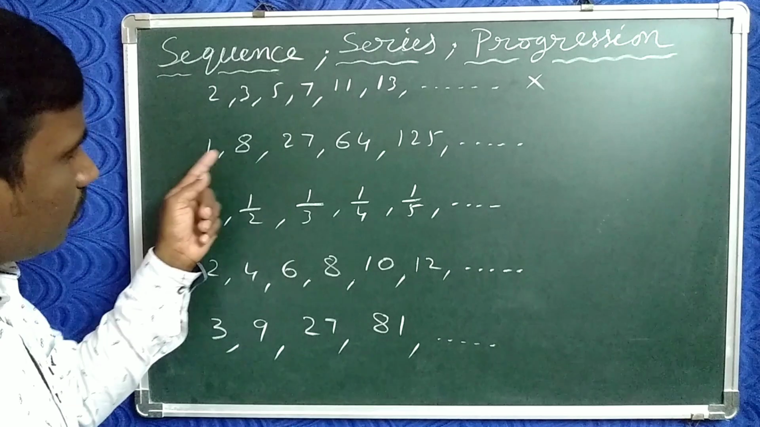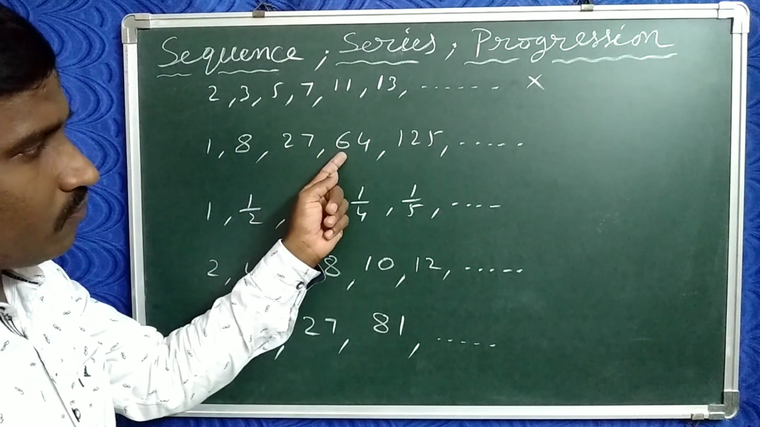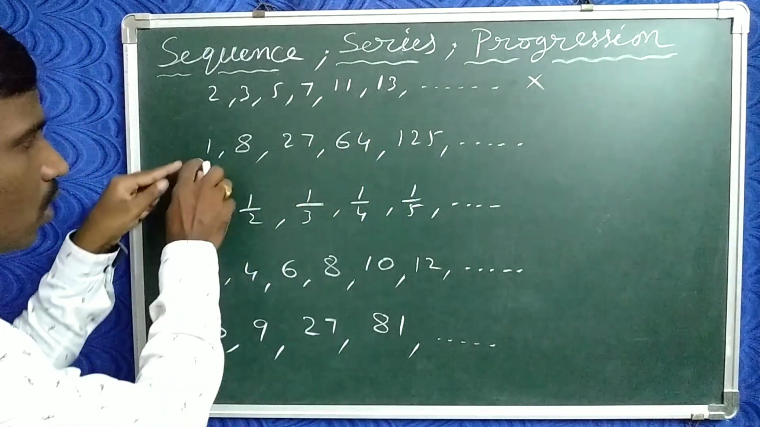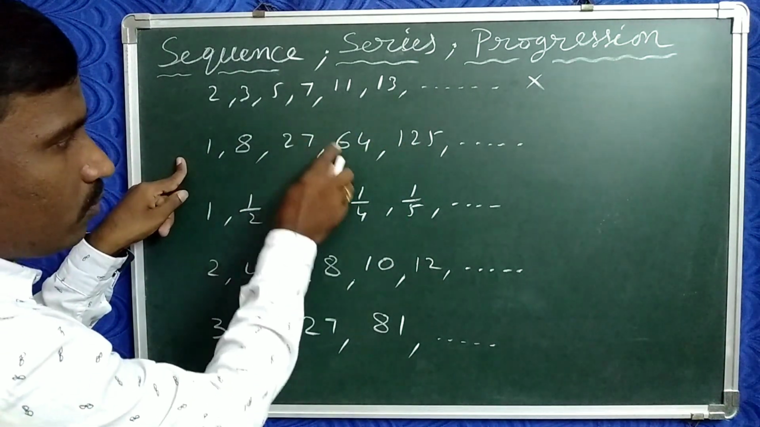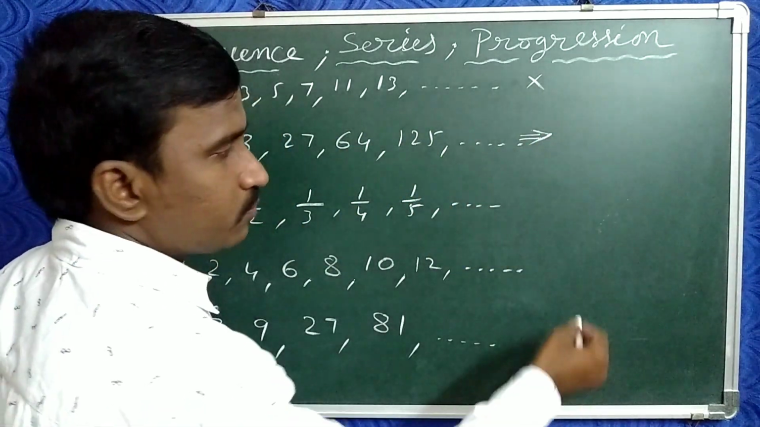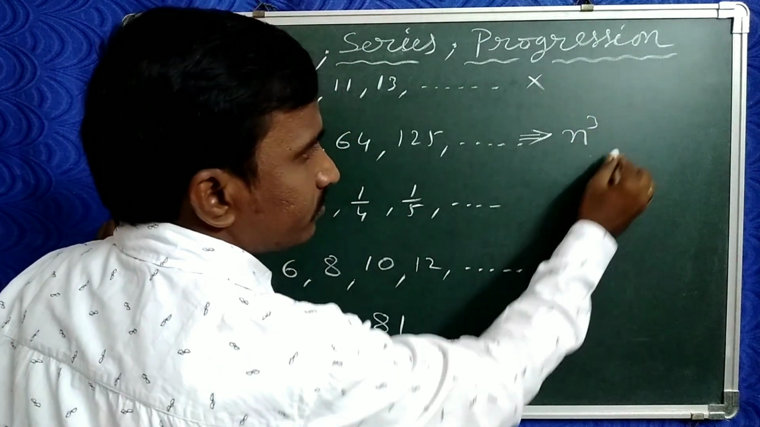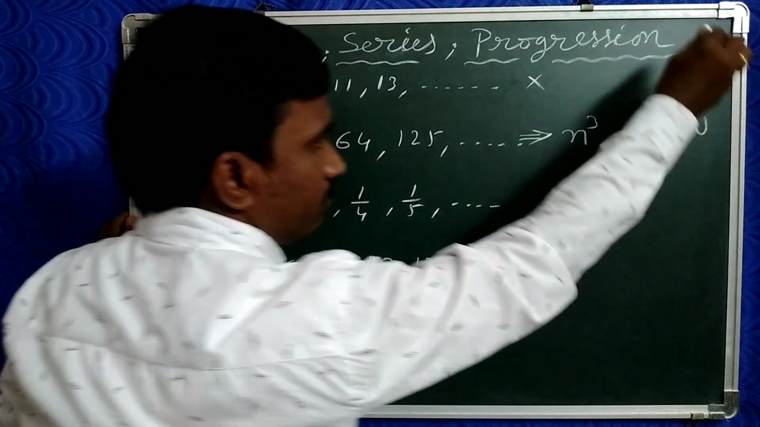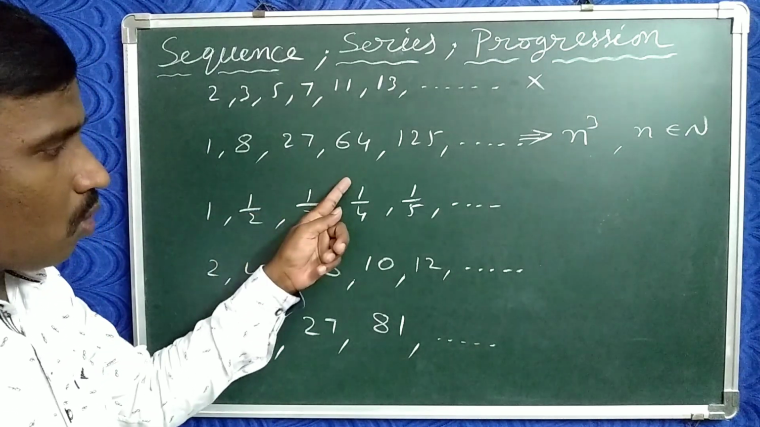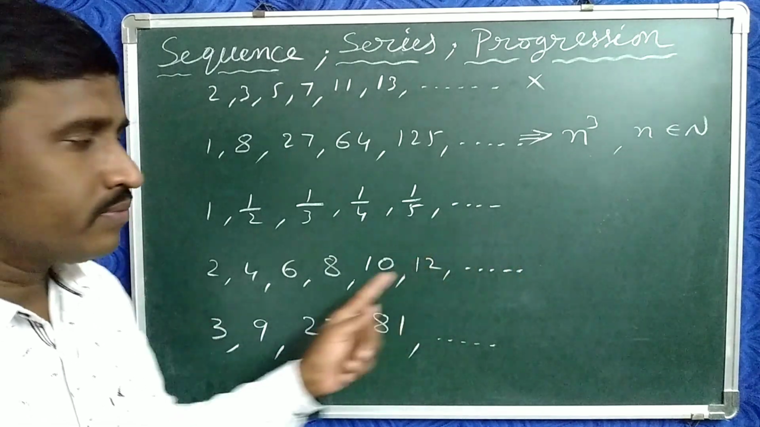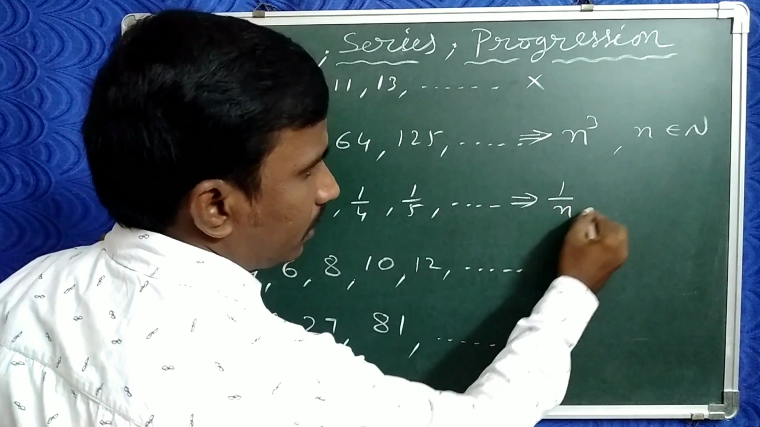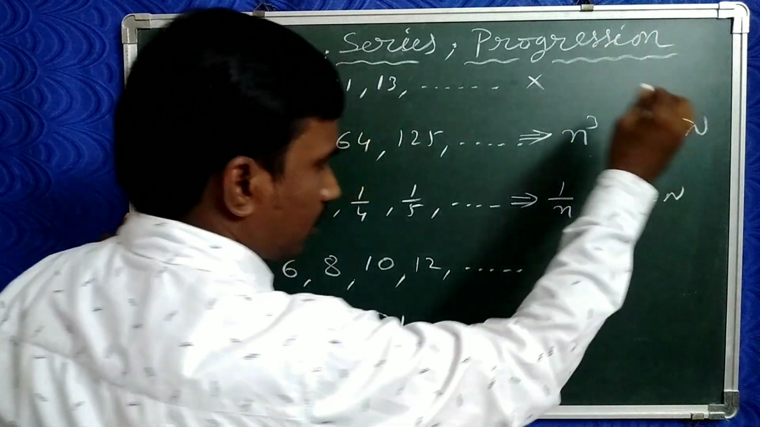Next one. 1, 8, 27, 64, 125. These are all cubes of natural numbers. 1 cube, 2 cube, 3 cube, 4 cube, 5 cube. That's why these numbers can be expressed as n cube. Here n belongs to the set of natural numbers. Here 1 by 1, 1 by 2, 1 by 3, 1 by 4, 1 by 5, and so on. That's why these numbers can be expressed in the form of 1 by n. Here n belongs to the set of natural numbers.